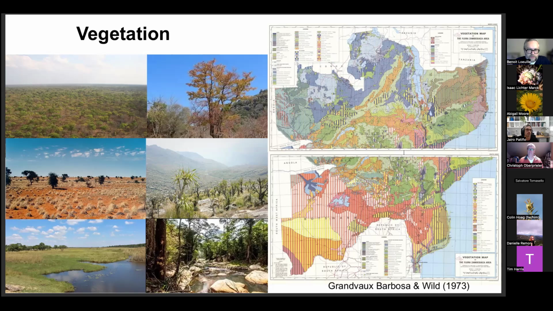When we go in Botswana towards the Kalahari Desert, we find a drier environment. We also have some wet vegetation like dambo. In the mountains, especially the Chimanimani Mountains, and in Malawi, you have some alpine vegetation at the top of the mountain and patches of humid forest at the base. A map of the vegetation was published in the 70s by Graham, Barbosa and Hiram Wild.